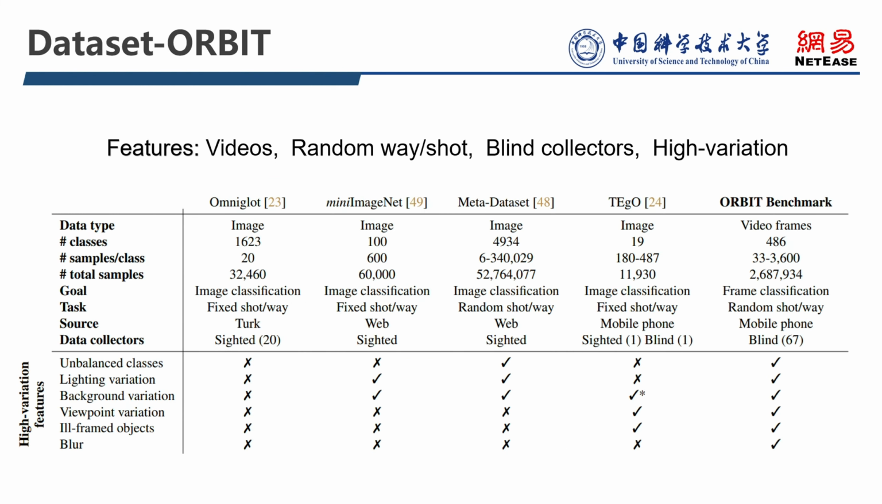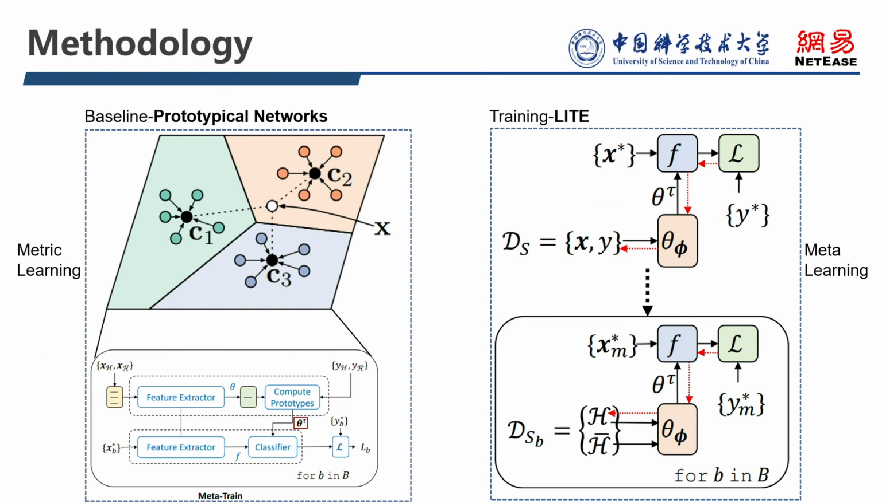This dataset is different from other datasets in many aspects, like videos, random way/shot, blind collectors. But one of the most significant discrepancies is high variation. It includes unbalanced classes, light variation, background variation, viewpoint variation, ill-framed objects, blur.